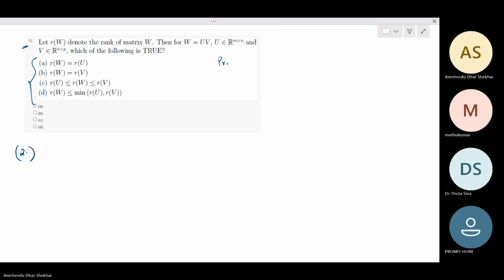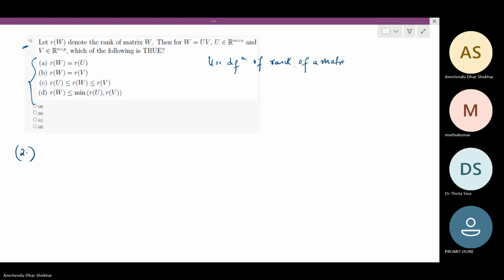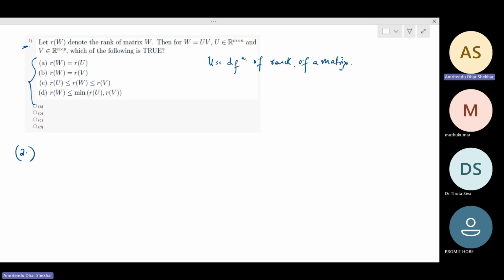Properties of rank. Use the definition of rank. Just write it here: use the definition of rank of a matrix. Just to recall what the rank of a matrix is, the rank of a matrix is the dimension of its range. Use that definition to solve this. Second problem.